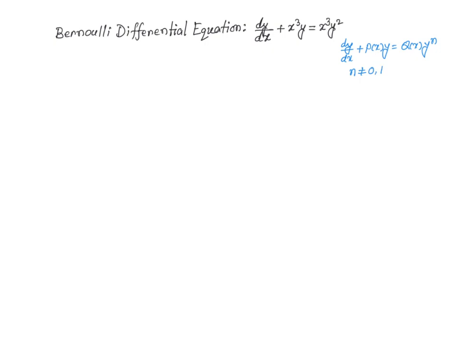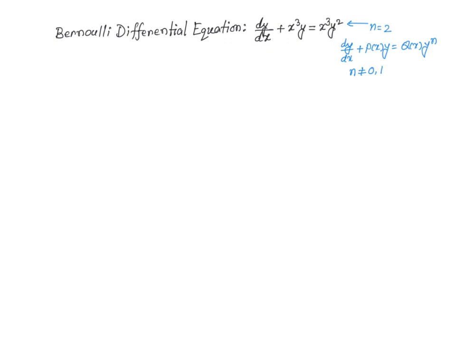If n is 0, it becomes a first order linear differential equation, which is solvable by integrating factor. And if n is equal to 1, this becomes a separable equation that could be solved by separation of variables. If n is anything other than 0 or 1, then we have a Bernoulli differential equation. In our particular example, n is equal to 2.